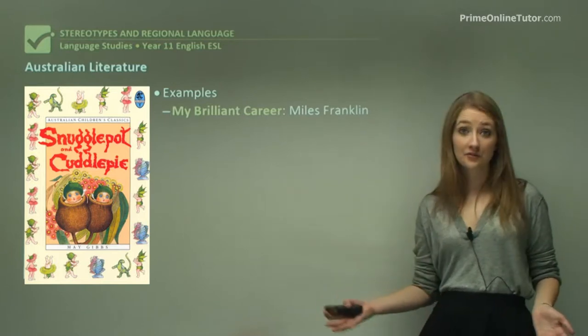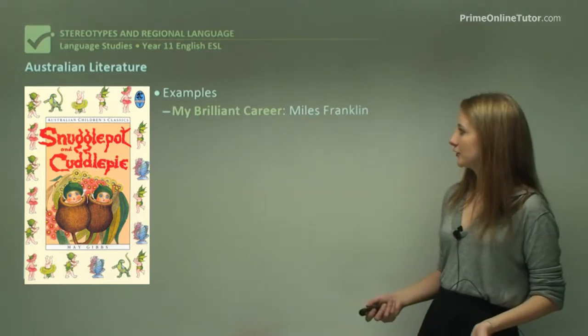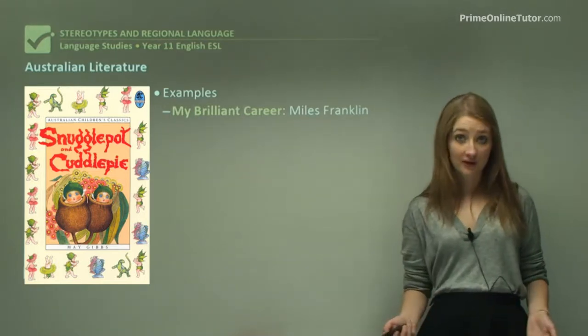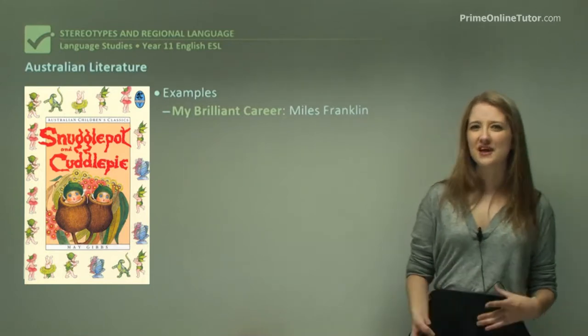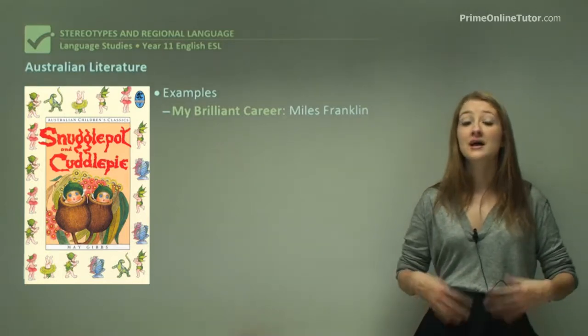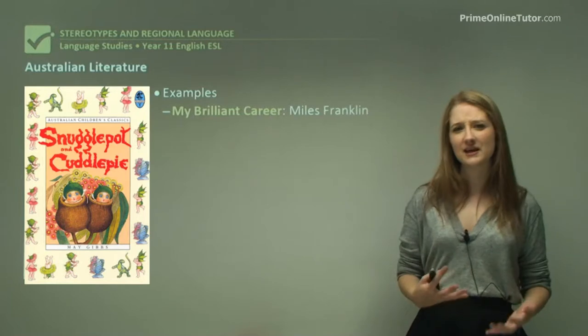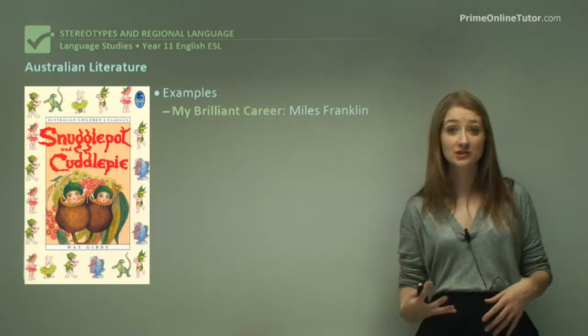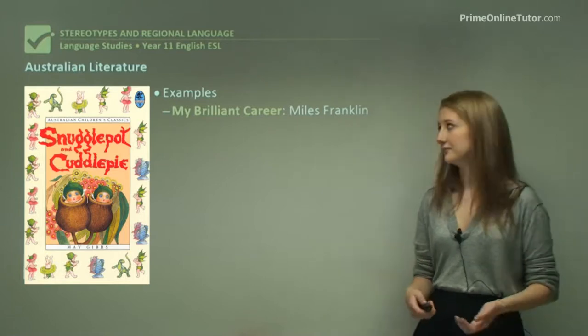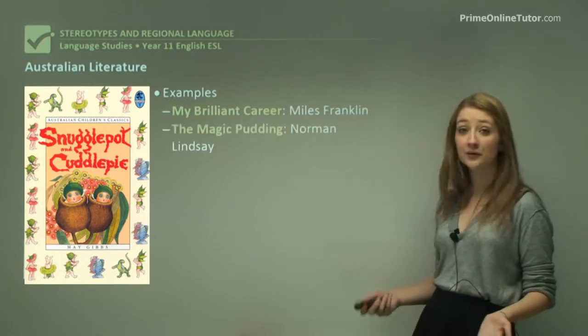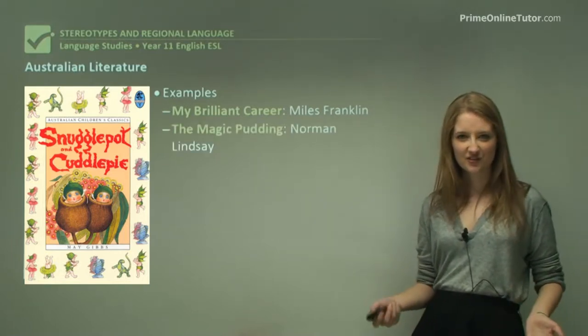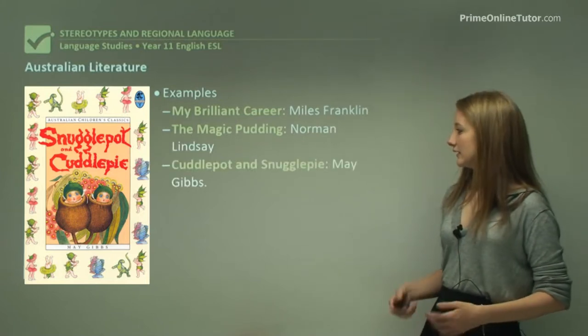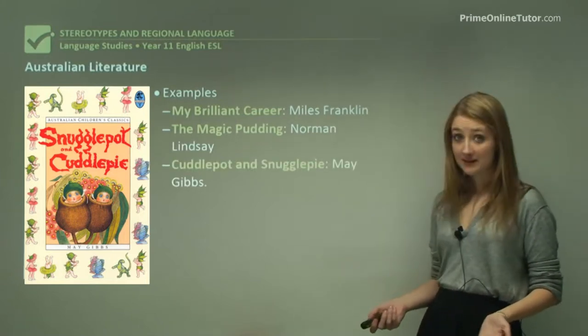So some examples of these texts: My Brilliant Career, which is a novel by Miles Franklin. That's a text which explores the life of a teenage girl who's living in the bush and dealing with the sort of limitations that puts on her life. The Magic Pudding by Norman Lindsay, a children's story. Cuddlepot and Snuggle Pie by May Gibbs.